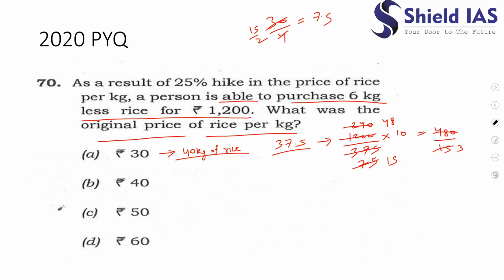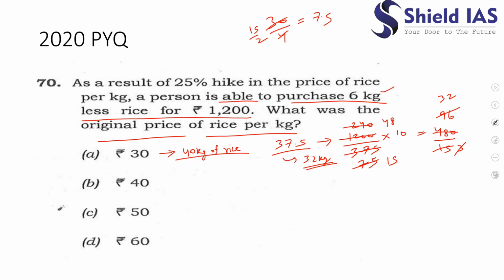So it would be 96, and here it would be how much? 32. Yes, 32. So now he would be getting 32 kilos of rice, right? 32 kgs of rice. But how much less is he able to purchase? 6 kg. So it cannot be the right answer.